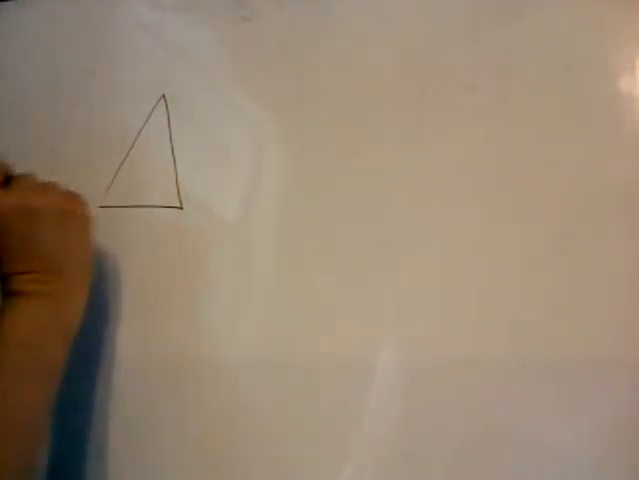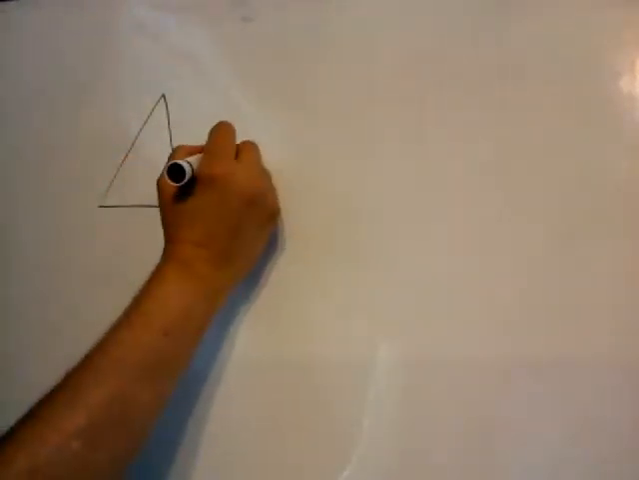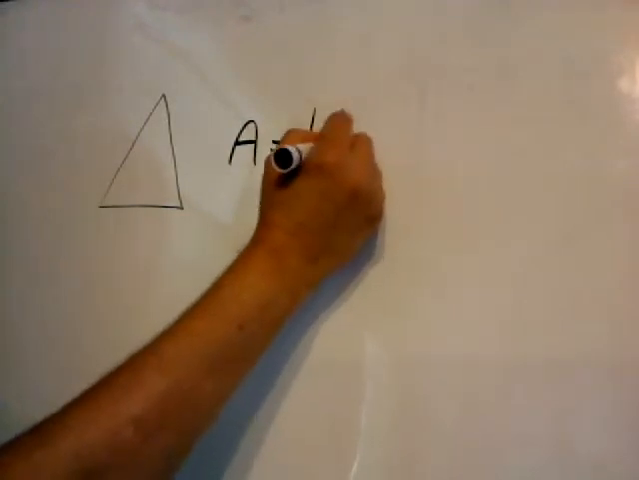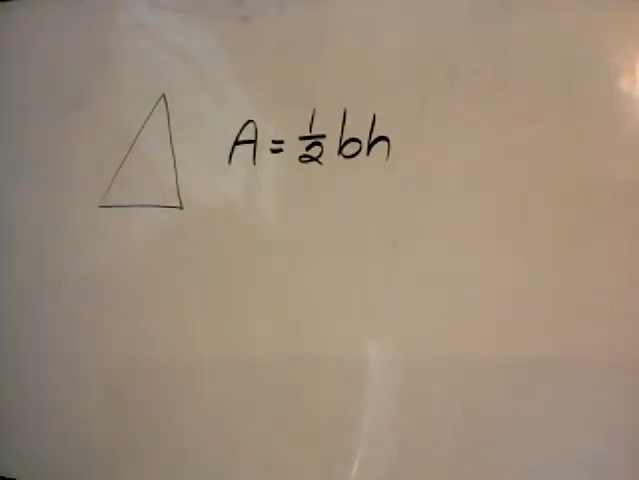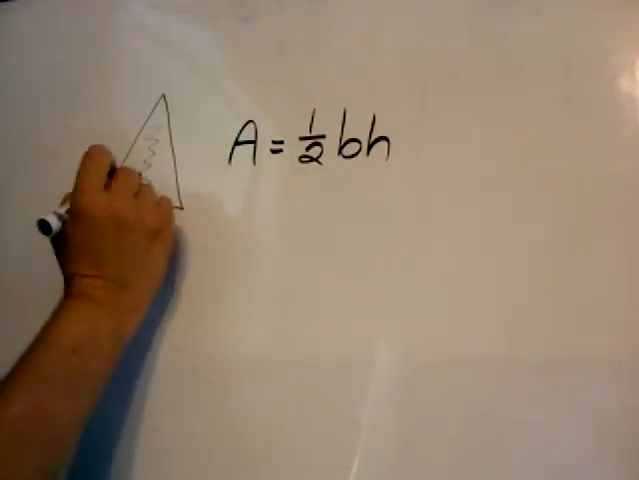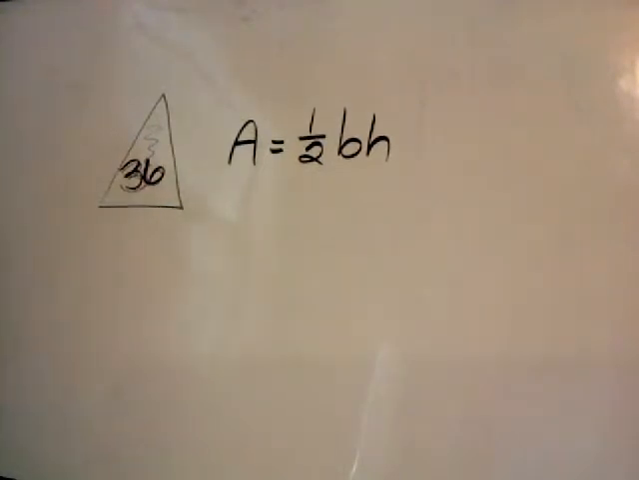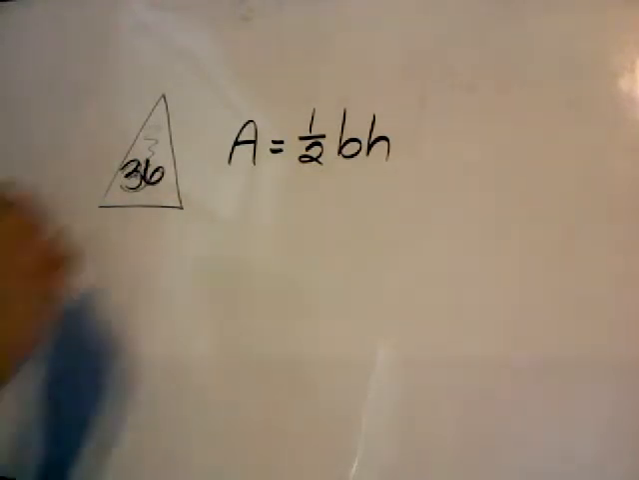So again, let's draw a picture. And we know that the formula for the area of a triangle is area equals 1/2 base times height. And here it's letting us know that the whole area in here is 36. So my area is 36. And it says the height of the triangle is 6 more than the base.